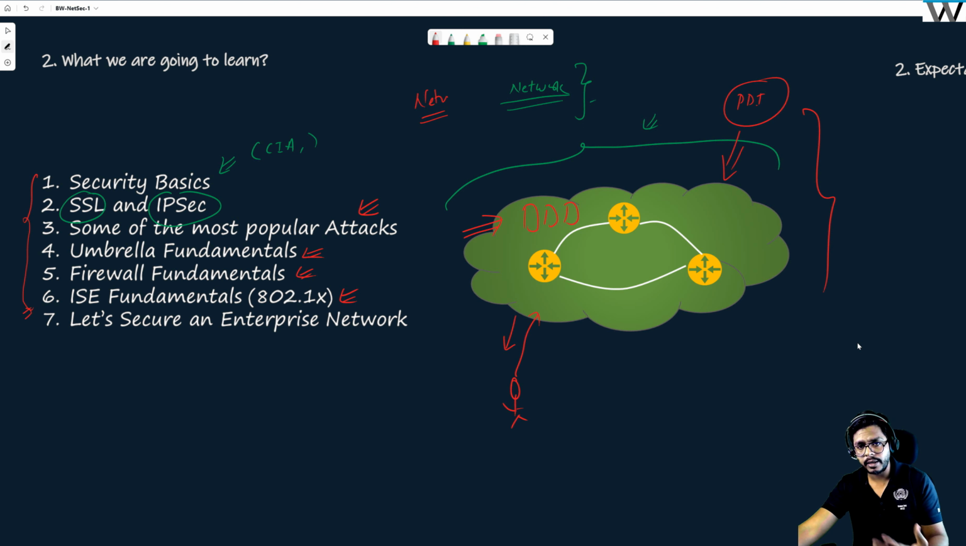I have with me Mr. Ashish also from the security team. He is going to deliver some cool things on Umbrella, Firewall, ICE pretty soon. But let's make our fundamentals ready so that we can understand the working of these firewalls, Identity Services Engine, everything. And then we are going to talk about how to design the security of a particular enterprise using whatever learning we have.